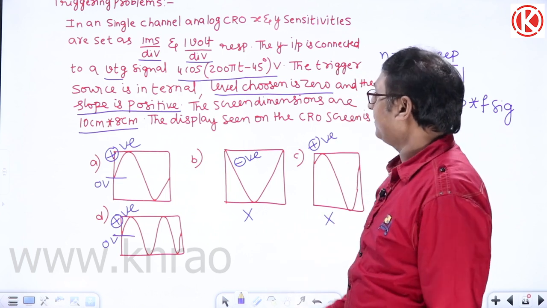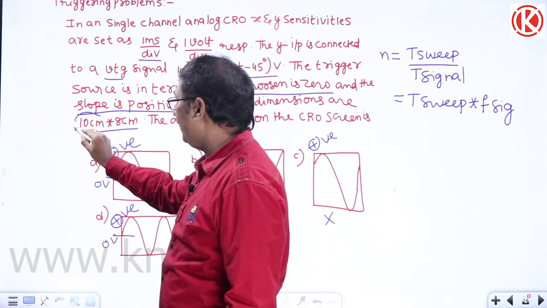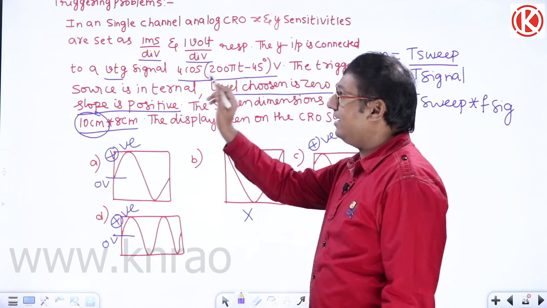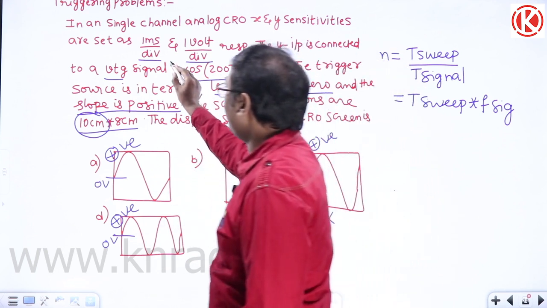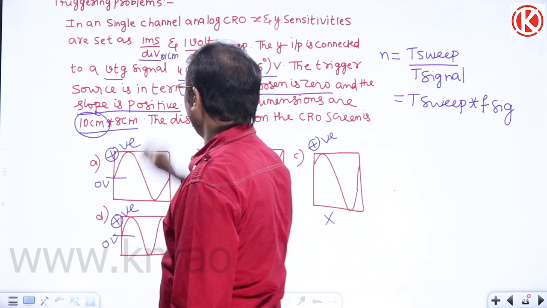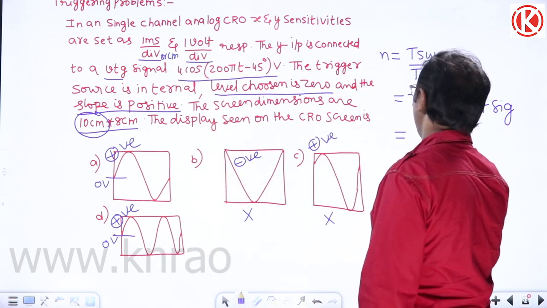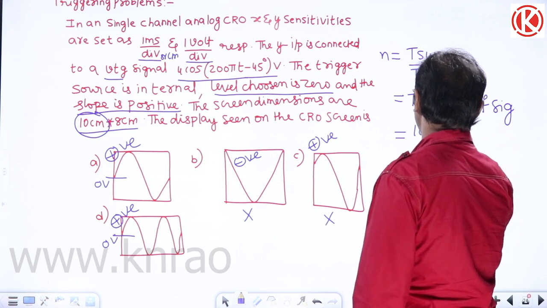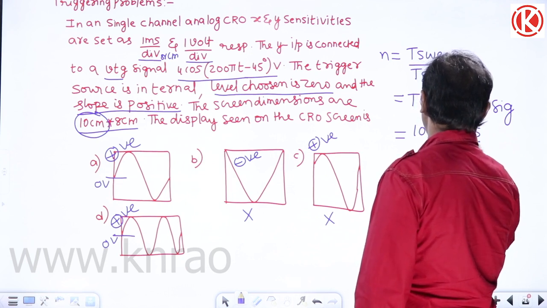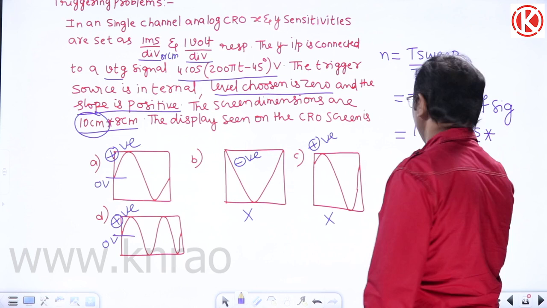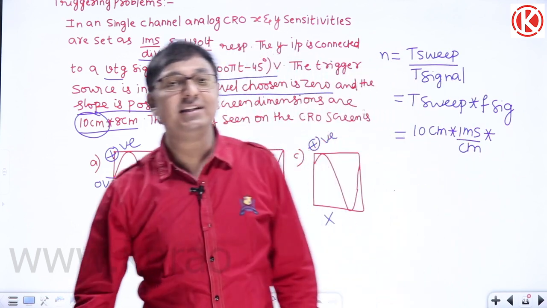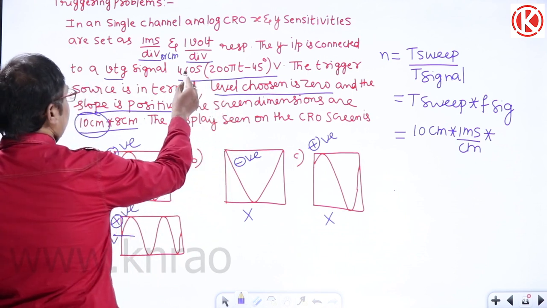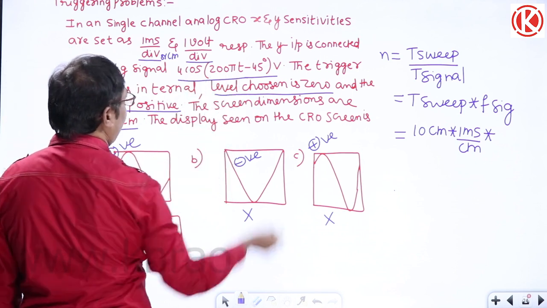What is T sweep? What is the screen size given? 10 centimeter screen size is given. Scale setting is 1 millisecond per centimeter. So T sweep is 10 centimeter into 1 millisecond per centimeter, into F signal. What is F signal? Have a look at the data, please: 4 cos 200 pi t minus 45 degrees.